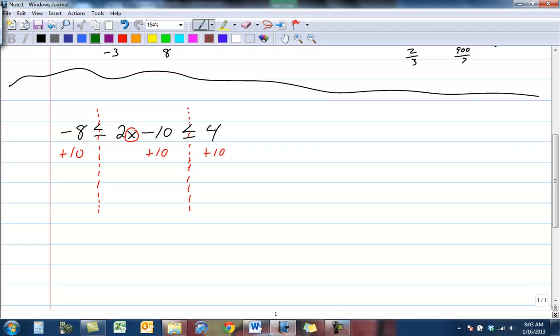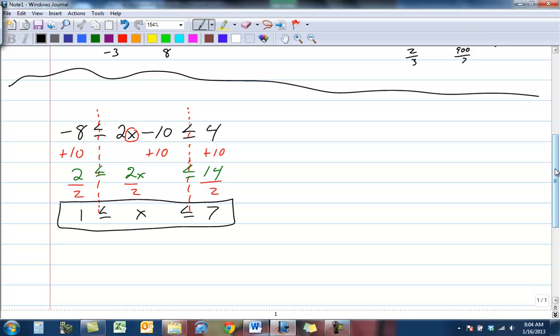All right, so then we put this together. -8 plus 10 is 2, less than or equal to 2x, less than or equal to 14. All right, we're still trying to get x by itself, so what goes next? Divide by 2 on all 3 sides, and you get 1 is less than or equal to x, less than or equal to 7. All right, so this is what we're going to graph here. 1 is less than or equal to x, less than or equal to 7.